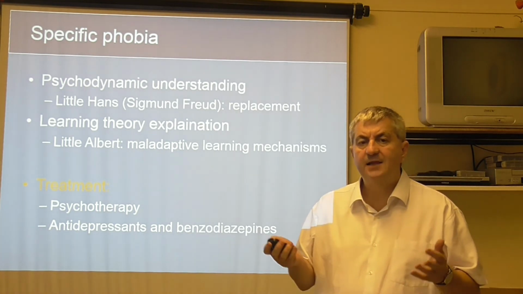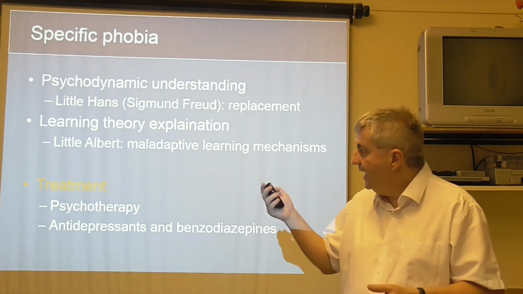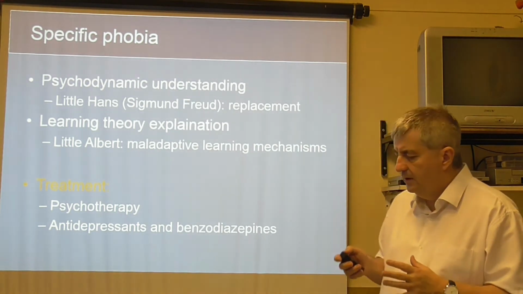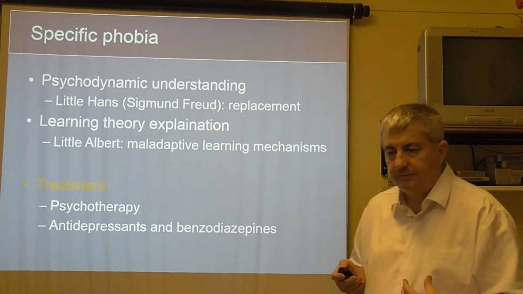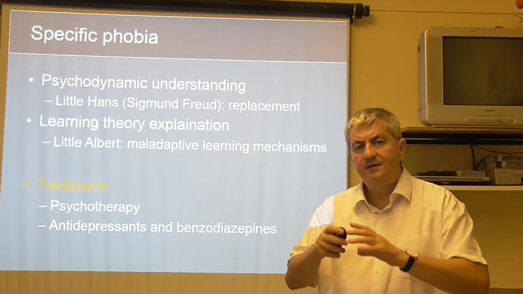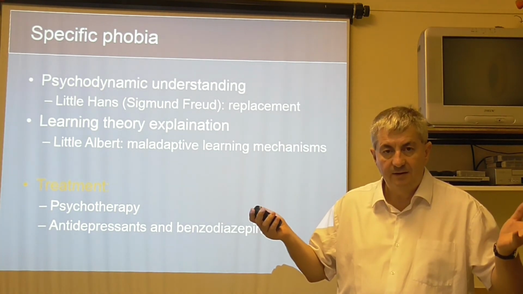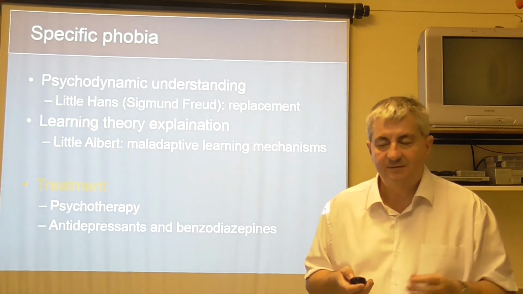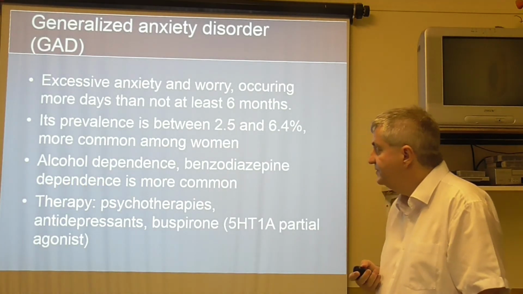Another is the learning theory explanation of phobias, which is that phobias are maladaptive learnings, learning which was not needed. The case is little Albert, who was a very small, 1-year-old child, who developed a maladaptive learning mechanism toward furry animals, and he started to fear these animals, and later it was generalized, and he developed fear of everybody who was similar, and later he had a serious phobic fear of Santa Claus. The treatment is psychotherapy, and antidepressants and benzodiazepines should be used.